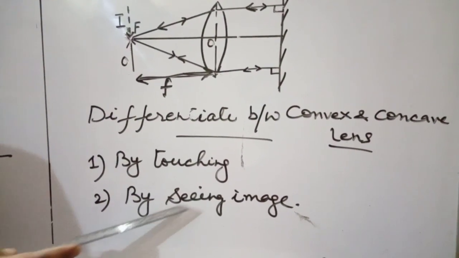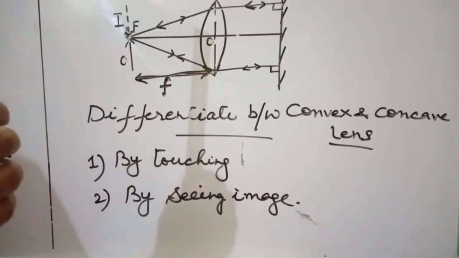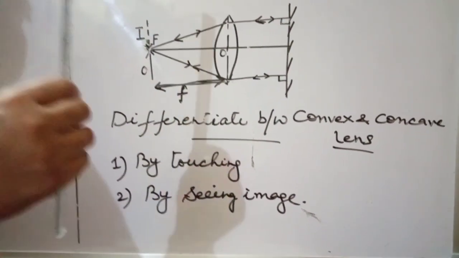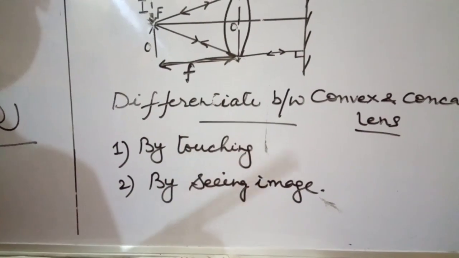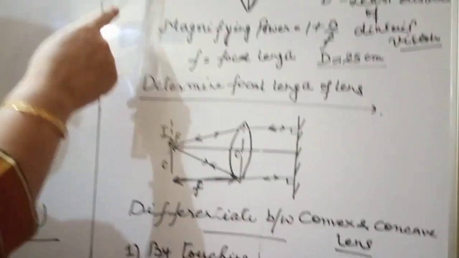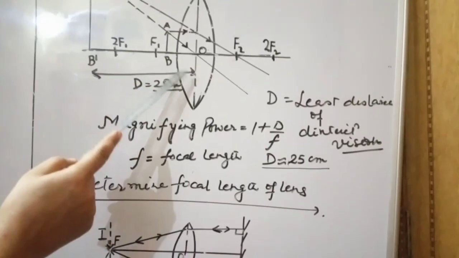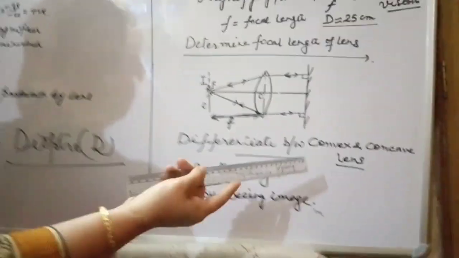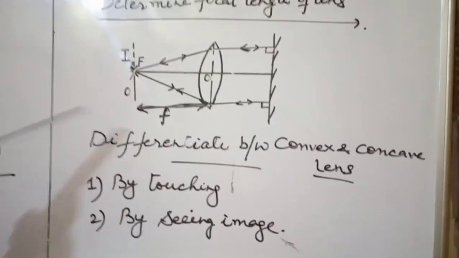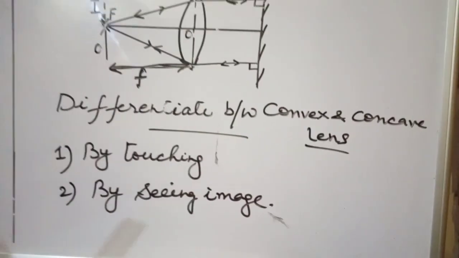Second, by seeing the image. You simply keep the lens on the object and observe the image. If the image is magnified, virtual, erect, then this is the convex lens. If the image is diminished, virtual, erect, that is the concave lens. So in this way, you can distinguish between a convex lens and a concave lens.